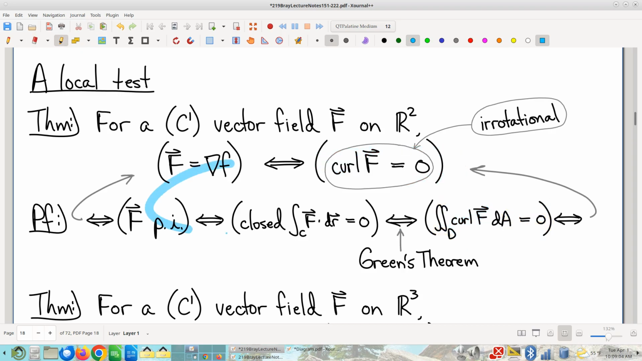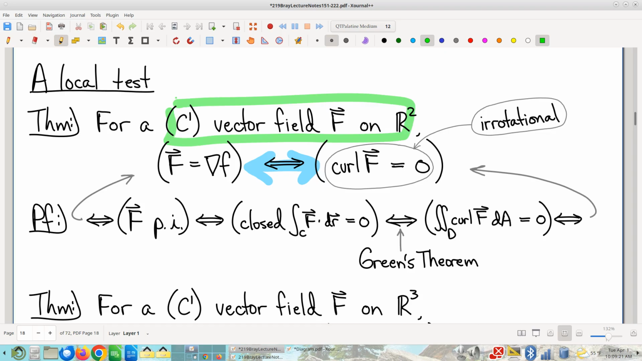Now, I made the argument in this direction, but it turns around just fine. So this is a double implication. This is an if and only if. This is an equivalence. Now, again, conditions. You got to be really careful with conditions, right? This is assuming the vector field is at least C1. In other words, a nice vector field. Okay. All right. So, let's talk about these conditions just a little bit more.